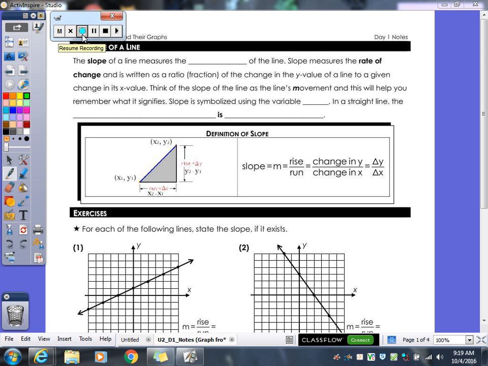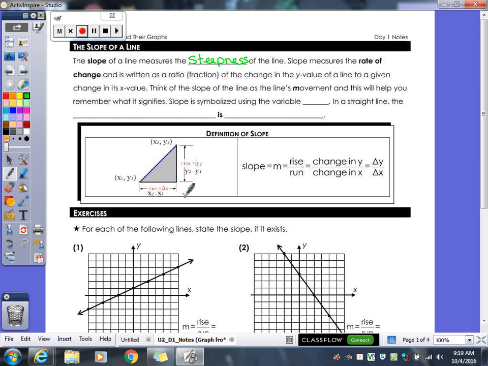So we are starting off our notes today talking about the slope of a line, which you guys have been talking about quite a bit for the last couple of years. The slope of the line measures the steepness of the line.